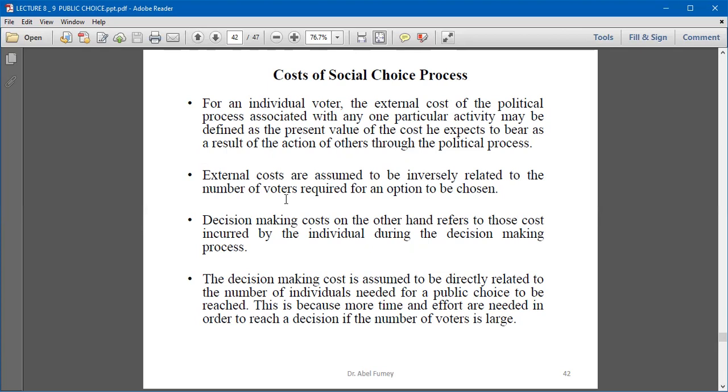But this one has a positive relationship between this cost and the number of voters. For example, if you have a lot of people voting for a decision, the queue you have to join before you can cast your vote won't be a short queue. You have to stay there for a very long time, so you spend a lot of time there, making the decision-making cost very large.